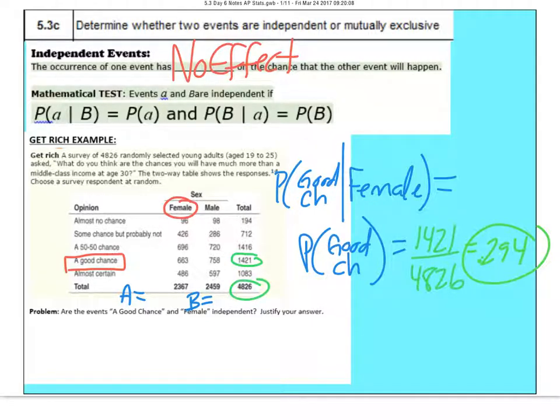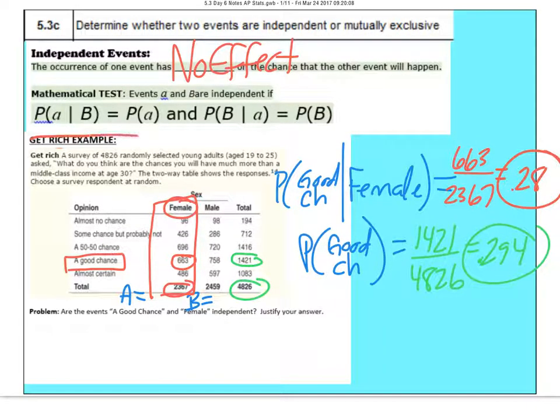Now, how does that change? What if we look at this one here? The probability of a good chance given that we're a female. So given that we're a female, we are looking at this whole group and we want to know of the good chance. So for that, we are looking at the 663 over the 2,367. And that right there is going to get me a 0.28.